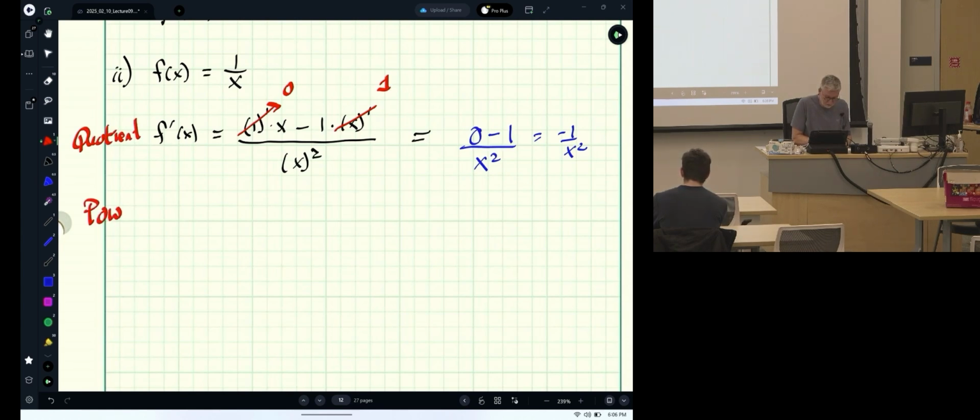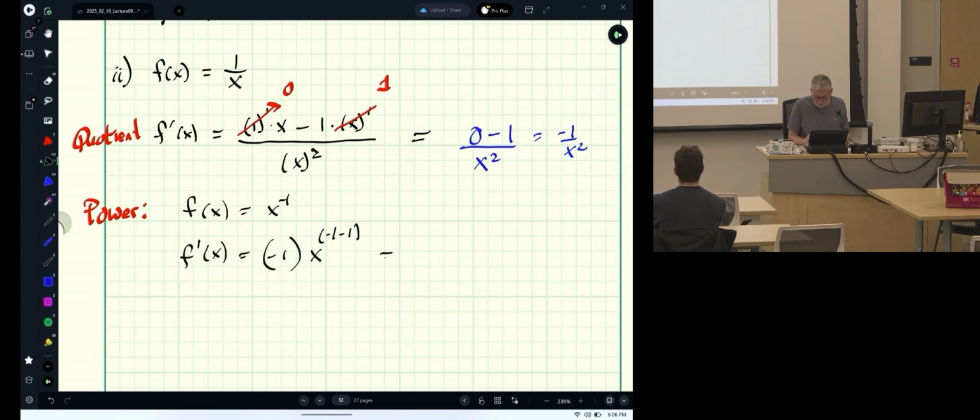The generalized power rule is, yeah, it's much easier. So we write f of x equals x to the minus 1, and then f prime of x is minus 1 times x to the minus 1 minus 1, so minus 1 times x to the minus 2. Yeah, totally agree. It's so much easier.